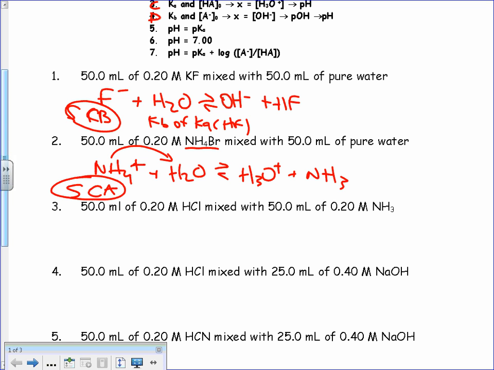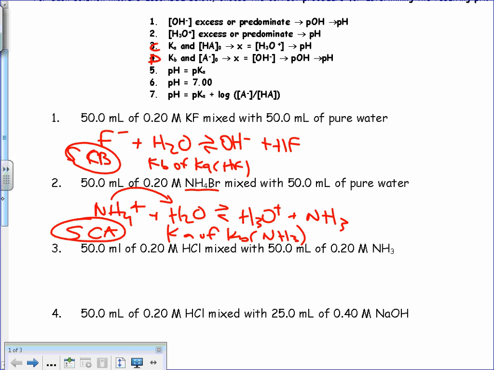So since it's acting as an acid, you would find the Ka from the Kb of ammonia, and then go through your ICE, solve for X, and X is going to be representing the cation here, which is the hydronium. So that would be finding Ka, eventually finding hydronium, and finding pH. 2 for 2? Some of those.